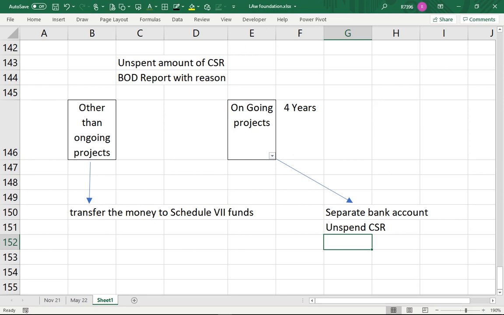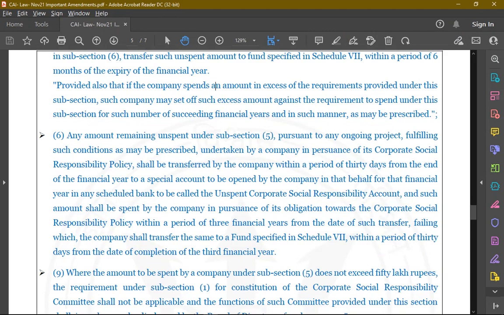You have to deposit this money in the separate bank account if it is for ongoing projects. And the money you deposit over here, you have to utilize within 3 financial years. 3 financial years is actually a huge amount of time. Within this time you have to somehow utilize the whole fund you have put in the separate bank account. If you could not utilize it within 3 financial years, then the central government will take these funds and use them the way it wants. Alright, so these are the 2 major amendments. Again I want to repeat, guys: if the unspent amount is related to other than ongoing projects, transfer it to the funds mentioned under Schedule 7, and if it is related to ongoing projects, transfer the fund to a separate bank account, and this money will be there for 3 financial years. Don't forget that.